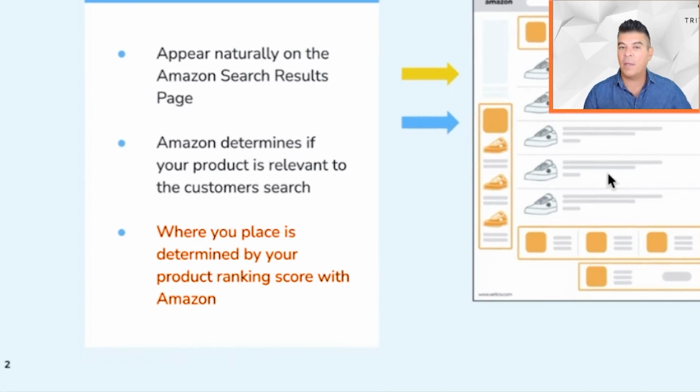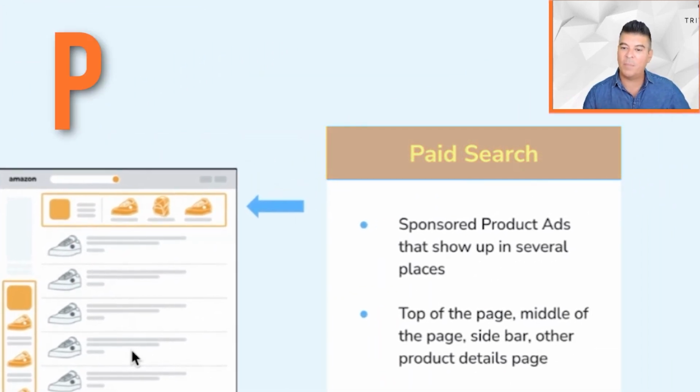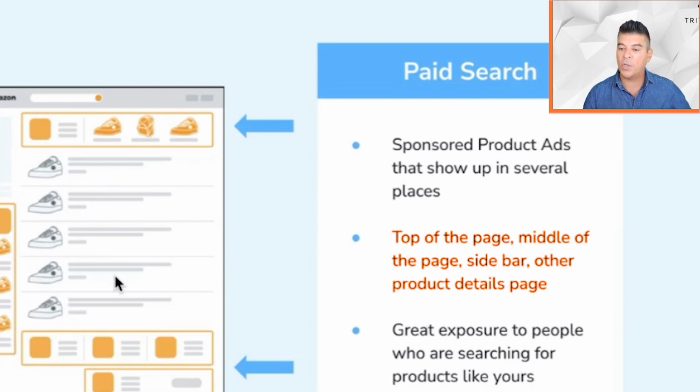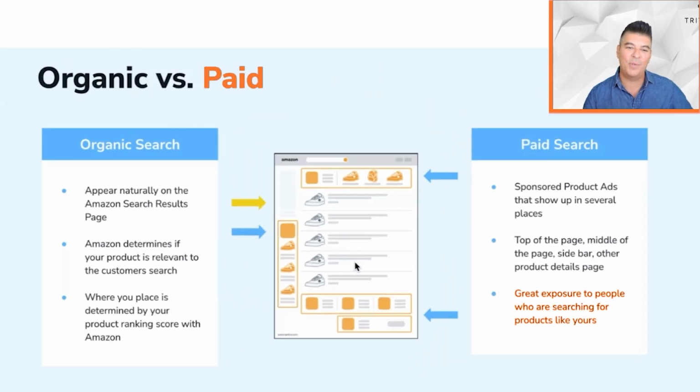And that's something that can be changed and affected by your listing and your SEO, which I'll probably do a listing optimization module on as well. Now, the paid search is what we're here to talk about. That's the PPC. These are your sponsored product ads that show up in a lot of different places, which we'll go over, including the top of the page, middle of the page, the sidebar, on product detail pages, and so on. This is really great for exposure to people who are searching for products like yours if you are doing your PPC correctly, which we are here to help you do.